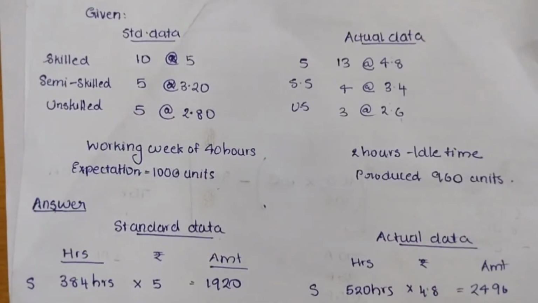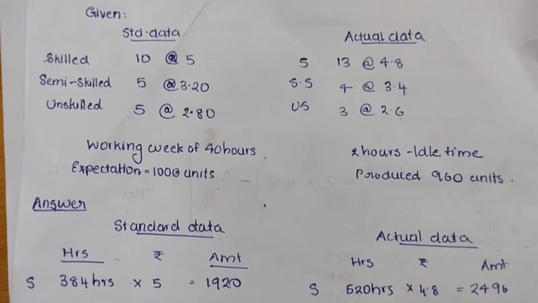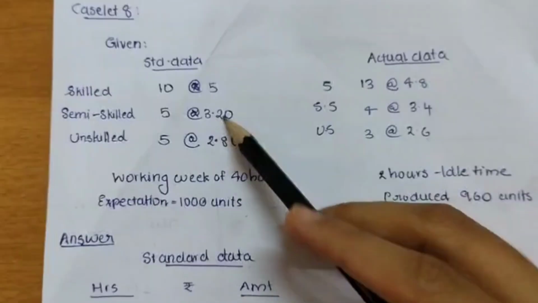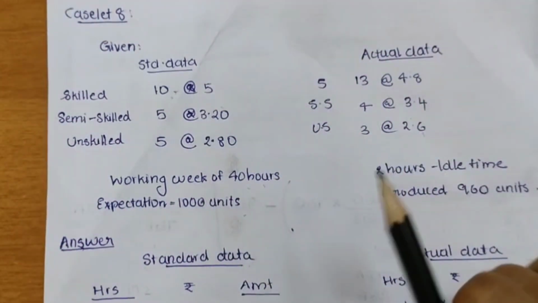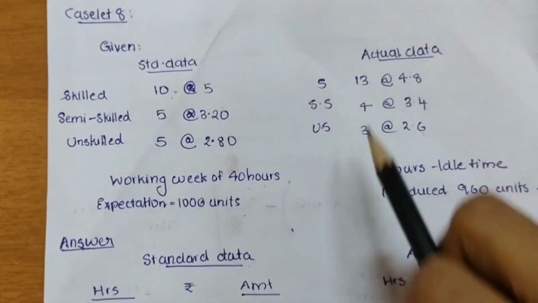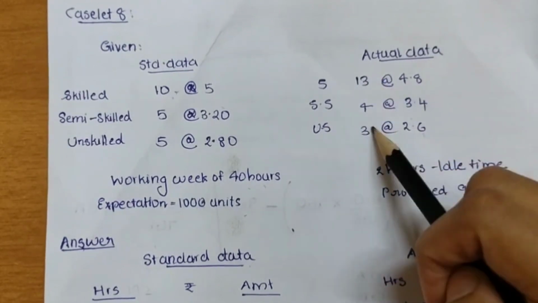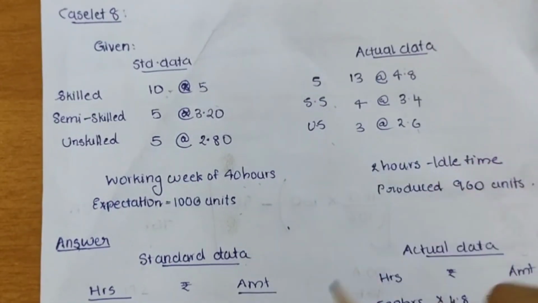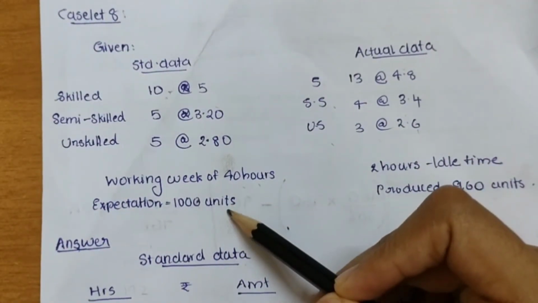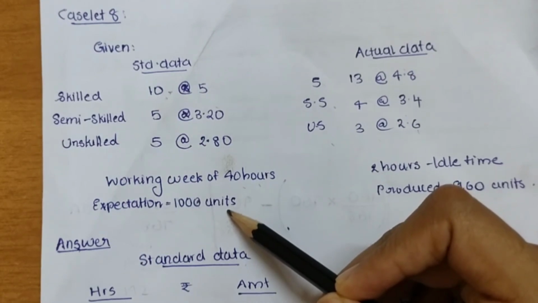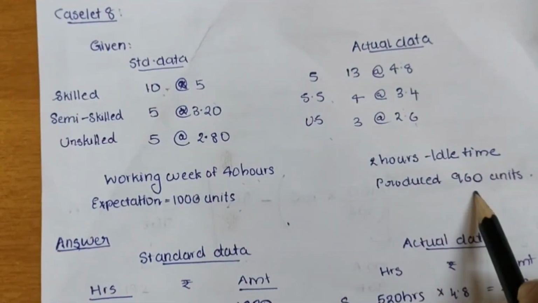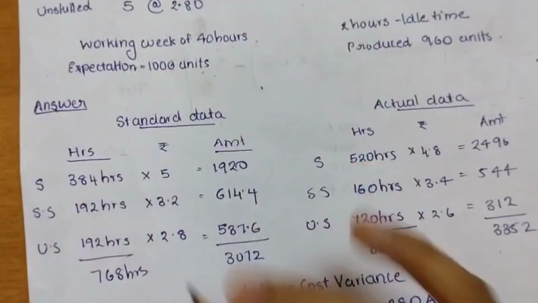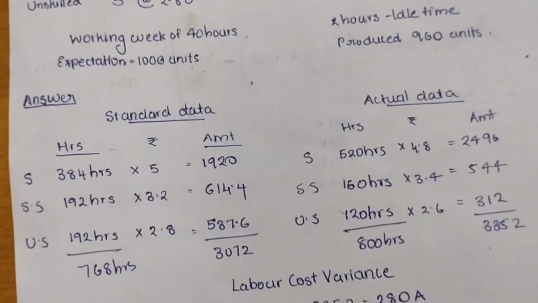I have already written down the data which was available to us from the question. So this is the standard. We know that 40 hours is the entire week, and there were 2 hours idle time for each of the employees, and this is the actual number of employees for skilled, semi-skilled and unskilled. The budgeted units, the units which they expected to make, was 1000 units, but they ended up producing only 960 units. Now let's just go straight to the calculations.